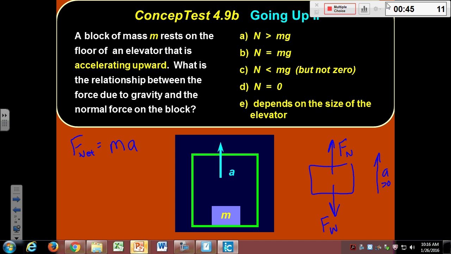So what happens to my normal force versus the weight when I accelerate upward? It has to be different from the previous question, right? Because in the previous question, it had 0 acceleration, and the normal force was equal to the weight. Now, what's going to be our answer here? Will my normal force be greater than the weight, less than the weight, or 0? It's got to be either A, C, or D. Which is it going to be?